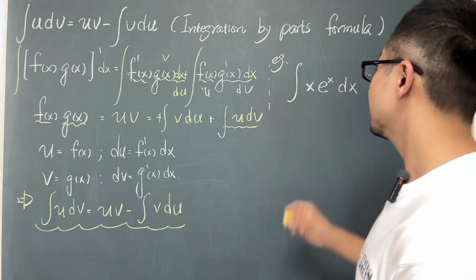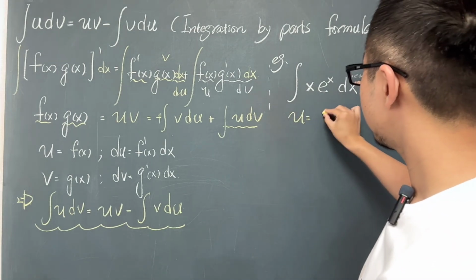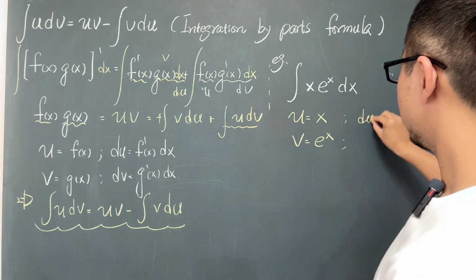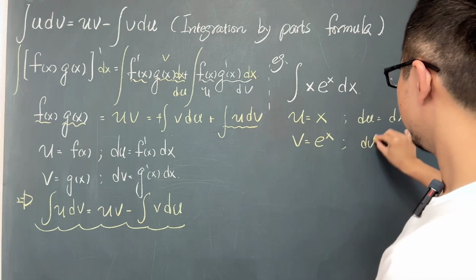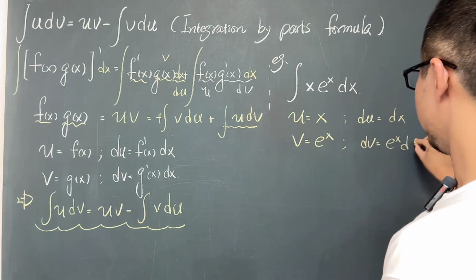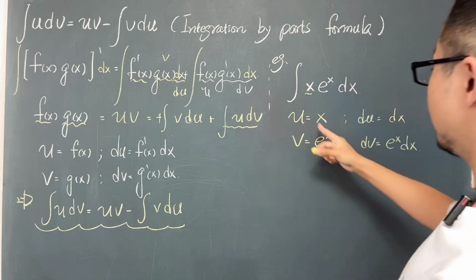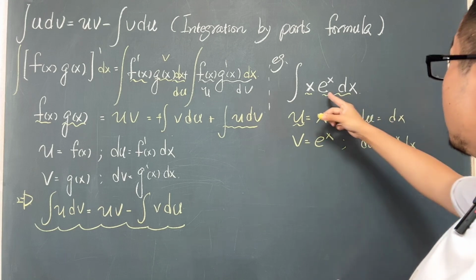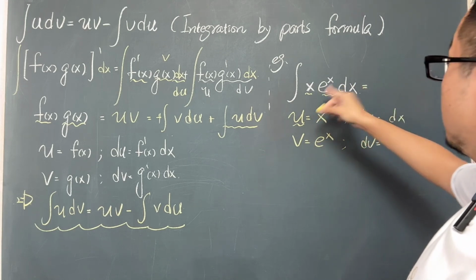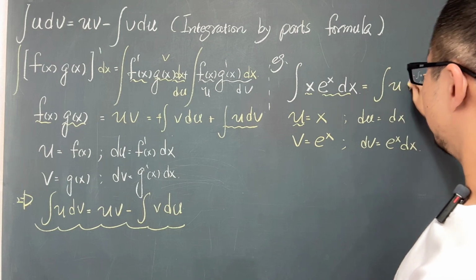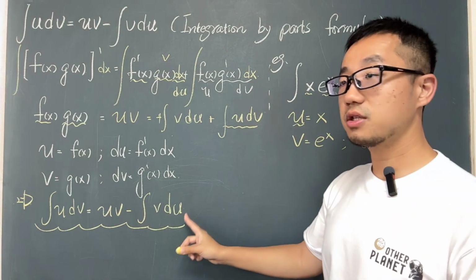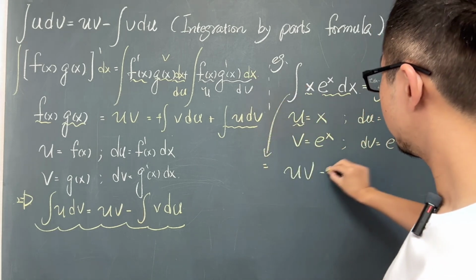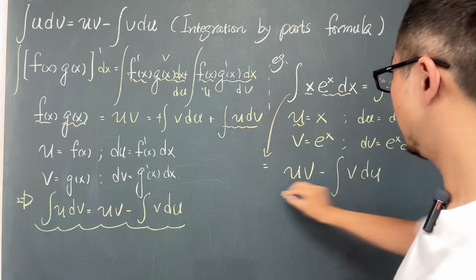Why? Because you can simply set u equals x and v equals e to the power of x, so du means dx, and dv means e^x times dx. The x is u, and e to the power of x times dx is dv. So what you are going to integrate is actually the integral of u dv. And by using the integration by parts formula, it should be uv minus the integral of v du.